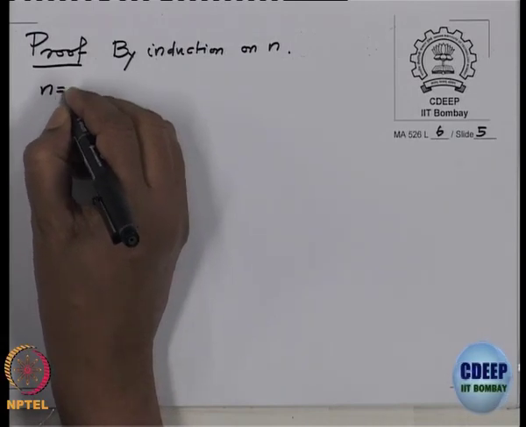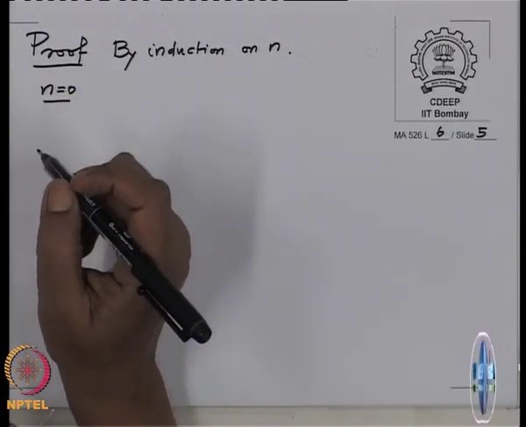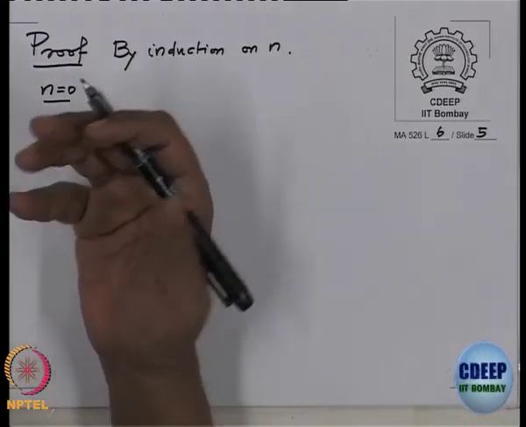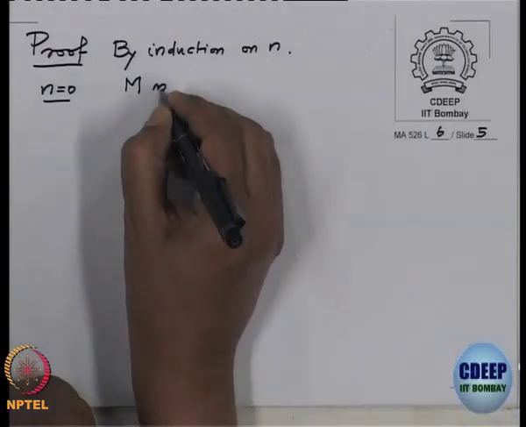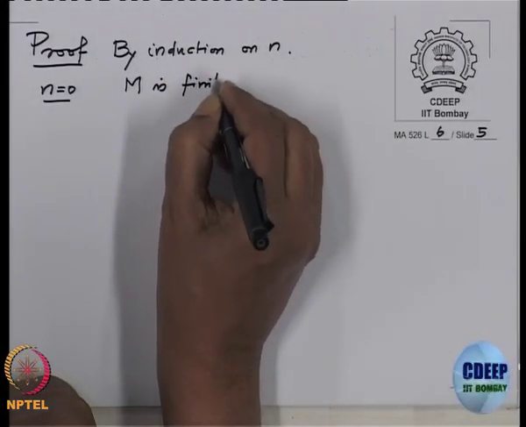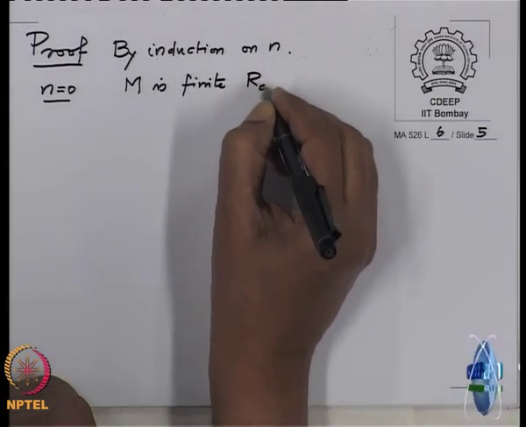So n equal to 0, what happens? That means R is R naught, and then all M's are finitely generated R naught modules. M is a finite R module, therefore a finite R naught module, therefore really only finitely many components of M are non-zero, because it's a finitely generated R naught module. So in this case, M is a finite R naught module.